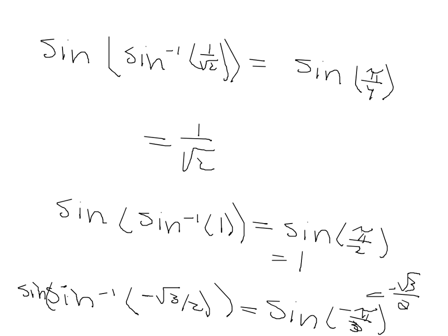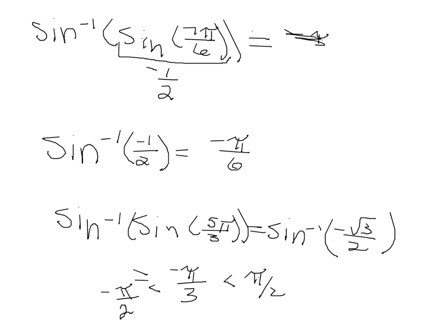So if the sine is on the outside and the inverse sine is on the inside, I do get to just cross them off and write down the inside. But if the inverse sine is on the outside, I need to be a little more careful than just crossing off. Okay.